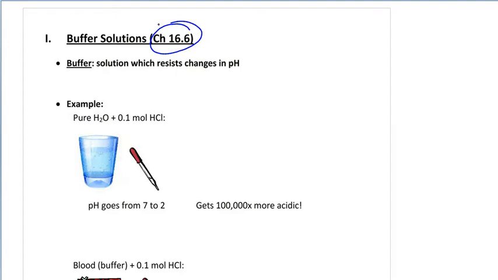So first of all, let's talk about what a buffer is. Maybe you've heard that word before in a science context, maybe not. Basically, in chemistry, a buffer solution is a solution which does not change pH very rapidly. An example of something that is not a buffer is pure water. If we added like 0.1 moles of acid to it, the pH might go from 7 to 2 just by adding a little bit of acid. Now, remember, the pH scale is logarithmic, and so that's 5 orders of magnitude more acidic. So that would be 100,000 times more acidic. So it does not really resist a change in pH.